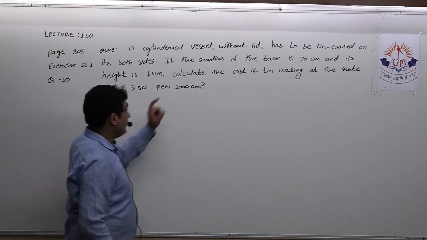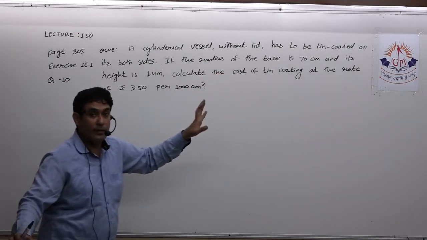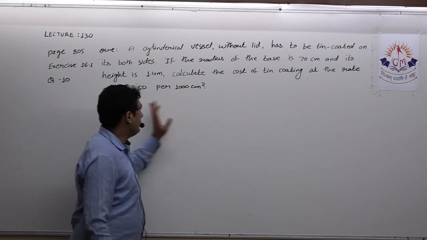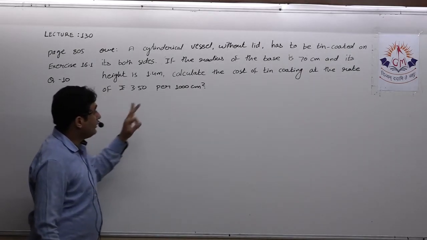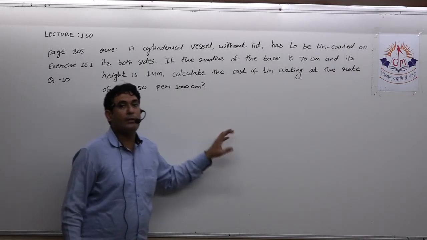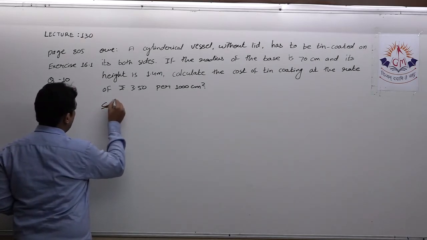And it is also written that although it's a vessel, its thickness is negligible, it is not given, so we have to consider thickness is negligible. That means the tin coat is on both the sides, so whatever area we find, we have to multiply it by 2. Okay, so let us see its solution.